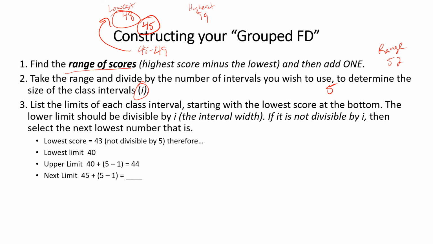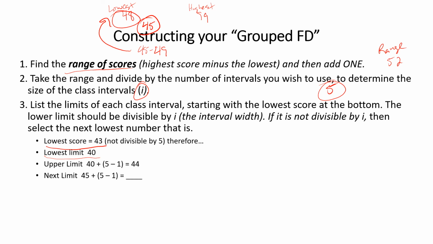Let's say your lowest score was 43 though. It's not divisible by 5. So if we were doing intervals of 5 like this, we would round down to 40, and we need to have 5 numbers in our lower limit. So what you do is you add the size of your class interval, and you add that minus 1.